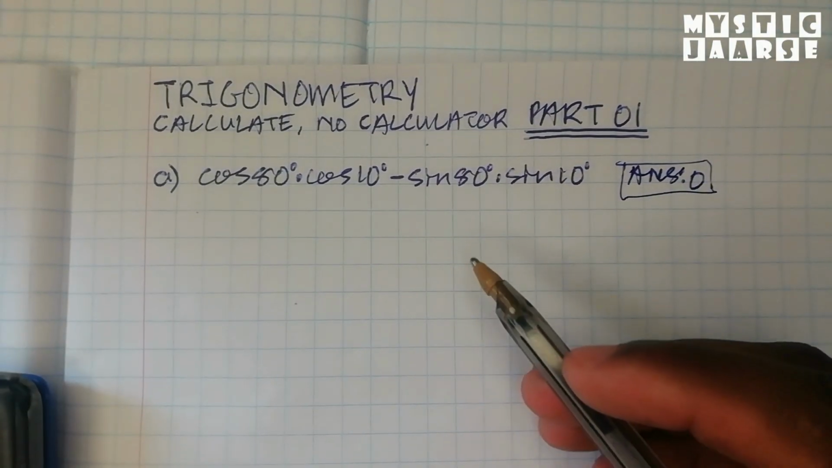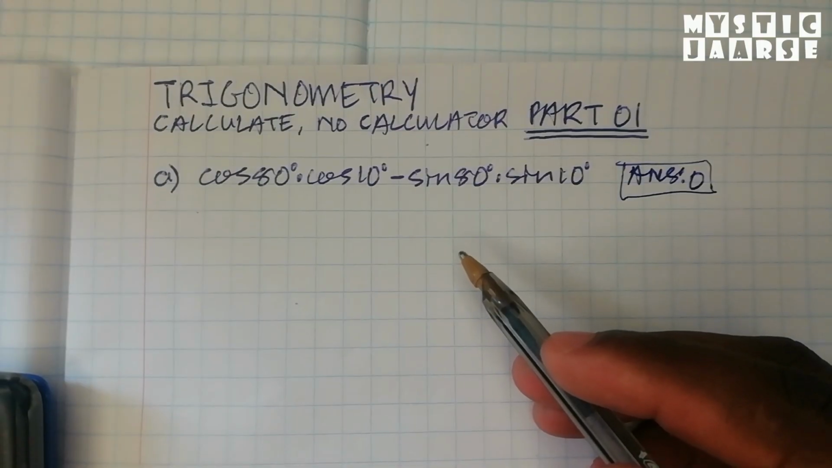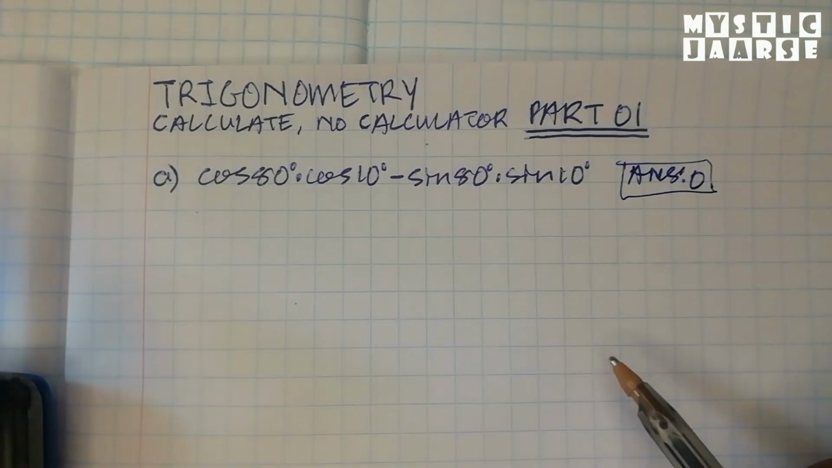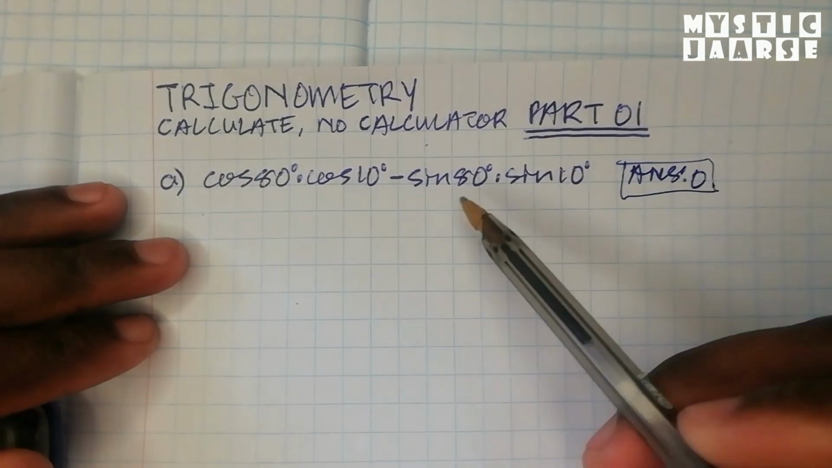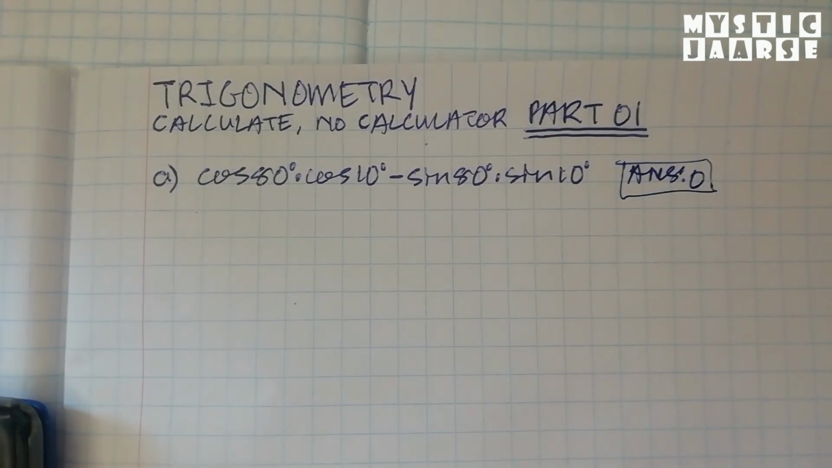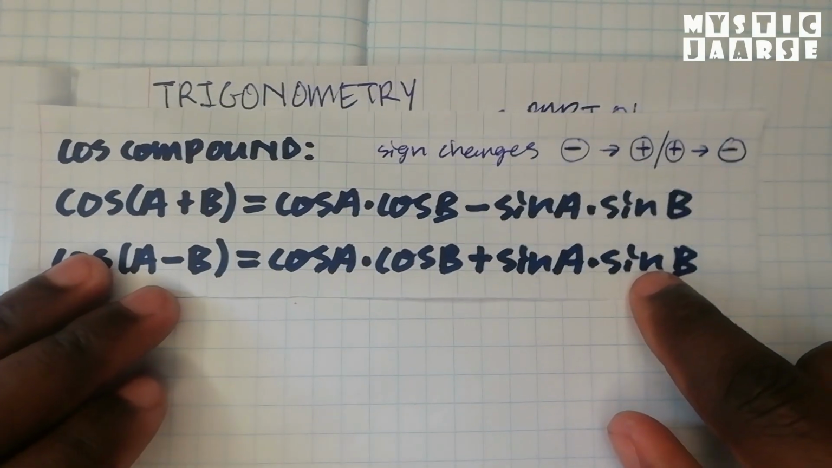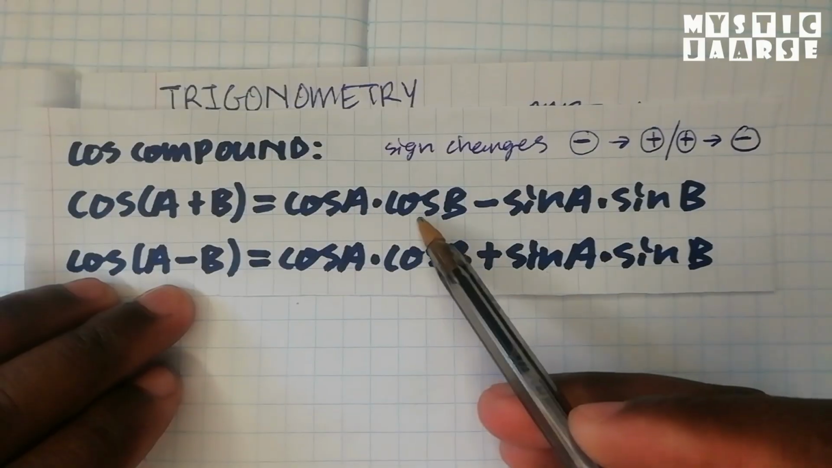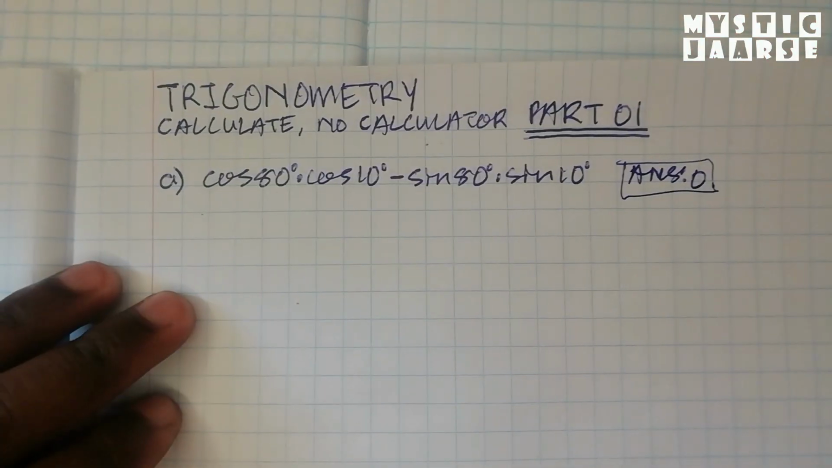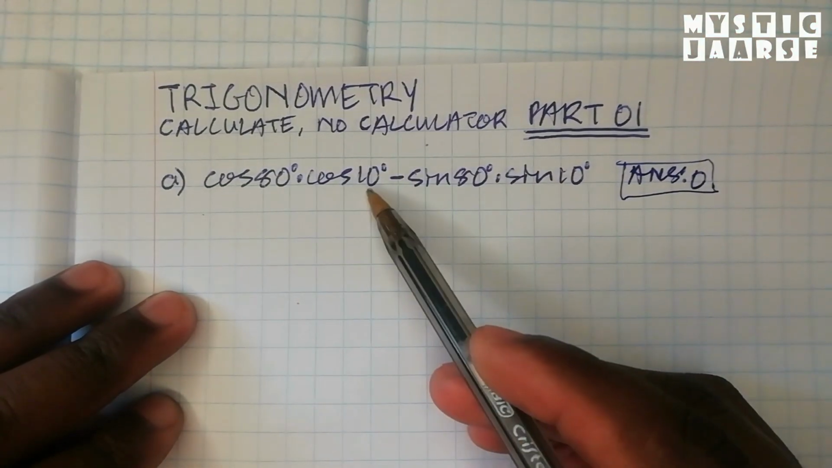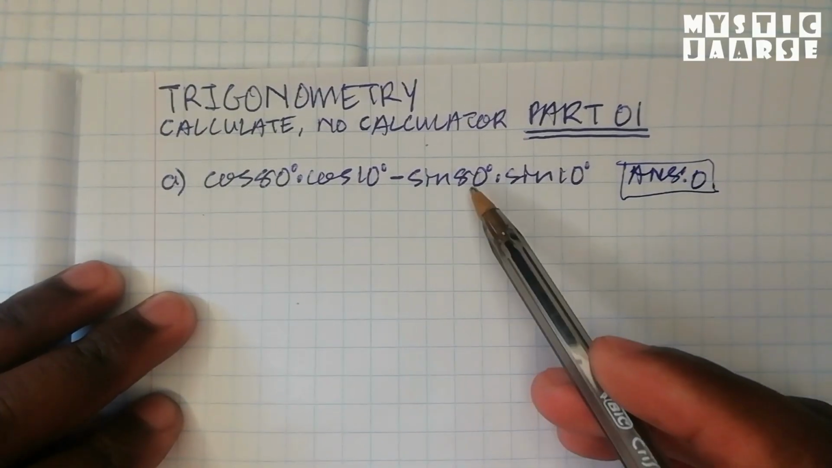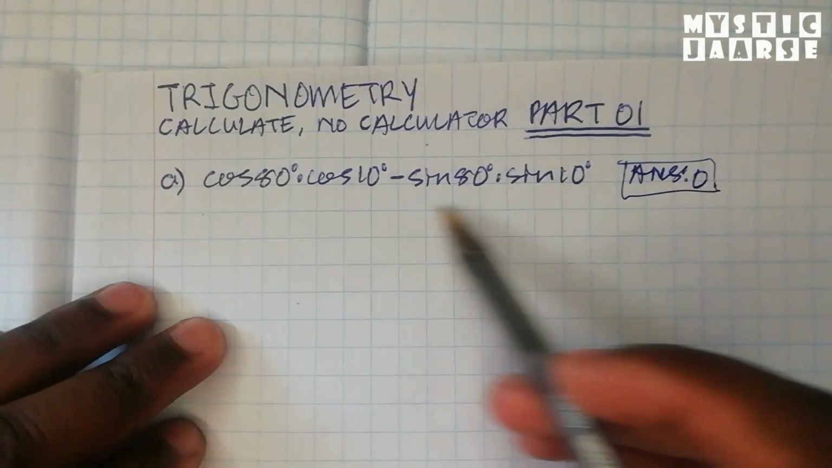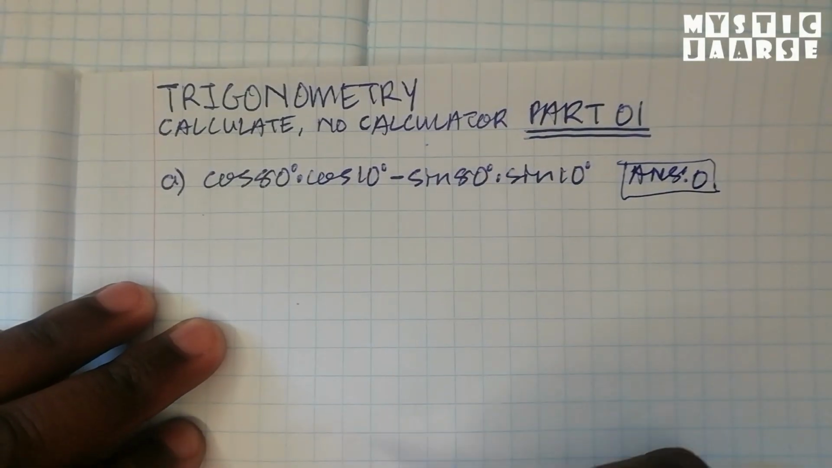So we are going to use either sine compound or cosine compound to solve this. Now we need to check the pattern of our trig ratios. We have cos, cos, sine, sine. So this is similar to the pattern that we see on the cos compound. What about the angles? We have 80, 10, 80, 10. So this is similar to A, B, A, B. So clearly this is an expansion of a cos compound.